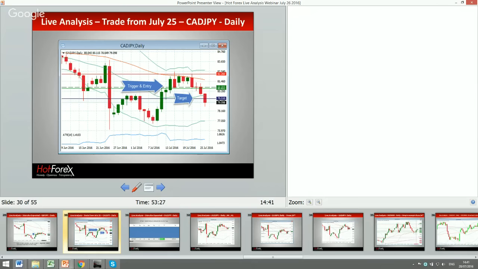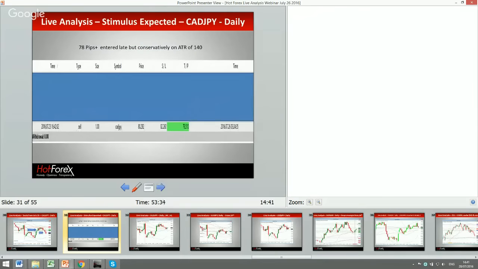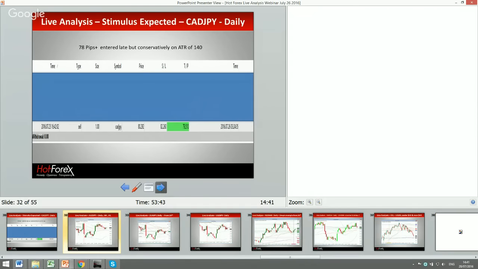That was a simple one, but I triggered before we did it live on the Tuesday. And what did we get? There we are, 78 pips. The target was 140, but it already triggered earlier, so we only took 78 points out of that. But that was quite a simple one.